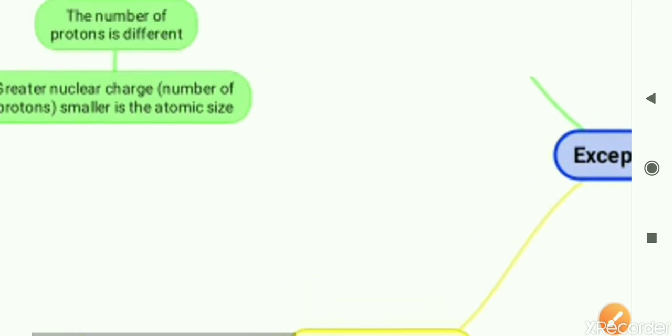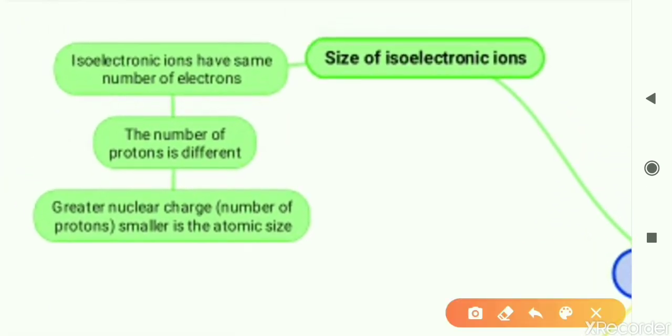Coming to the next exception here, the size of the isoelectronic ions. Now what are isoelectronic ions? These are the ions which have the same number of electrons. They can be of different elements, in the form of ions, but they all have an equal number of electrons. How is it possible? For that, we'll see one example over here.